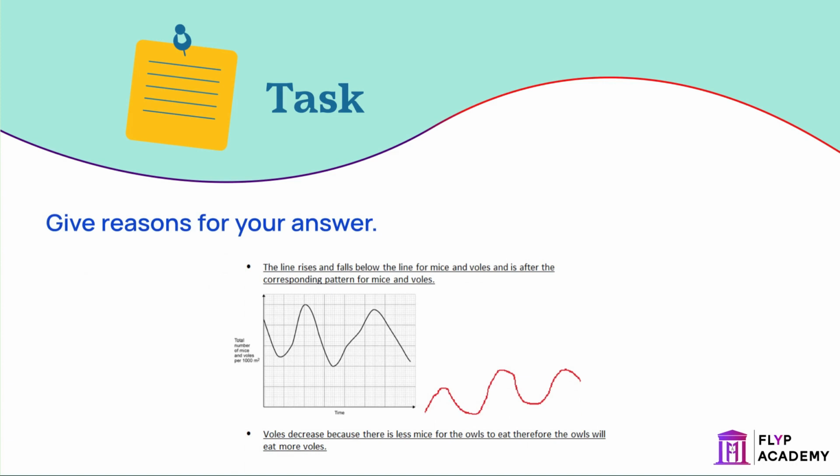A. The line rises and falls below the line for mice and voles and is after the corresponding pattern for mice and voles. B. Voles decrease because there are fewer mice for the owls to eat, therefore the owls will eat more voles.